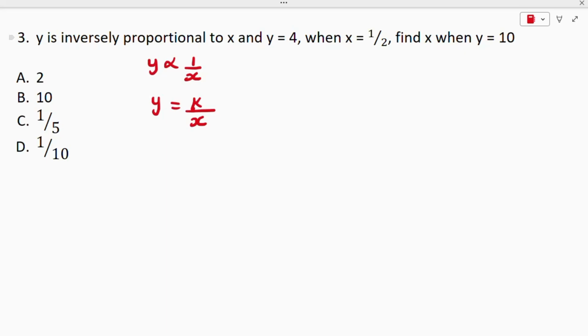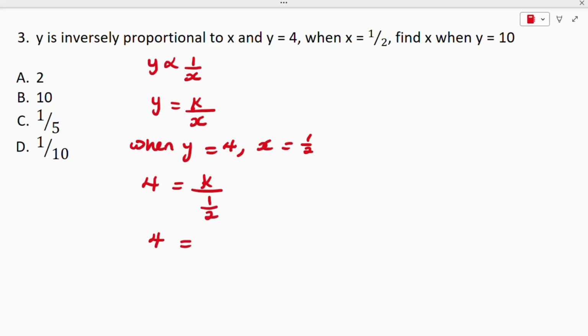First thing we want to do is solve for k. The question says that y is inversely proportional to x and y is equal to 4 when x is equal to 1 over 2. So for us to find k, we make use of y equal to 4 and x equal to 1 over 2. So we have that 4 is equal to k divided by 1 over 2. If you arrange this properly, 4 is equal to k times 2 over 1.